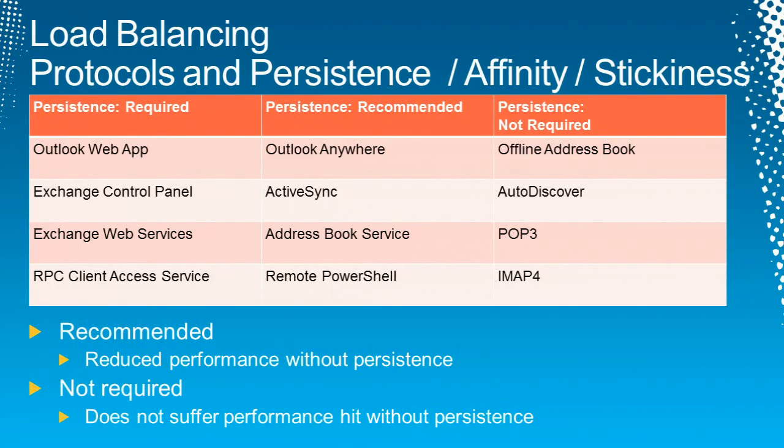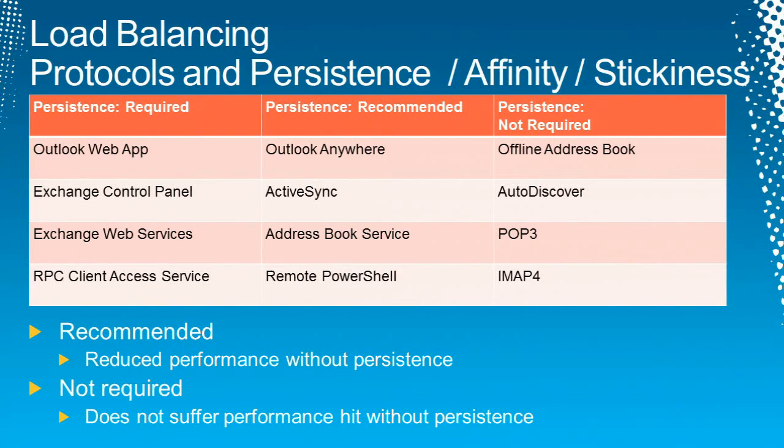So for client types in the middle column, we do not require persistence, but you'll see lower processor utilization if we have persistence turned on. And then finally, for offline address book, AutoDiscover, POP, and IMAP, each request is a single request, and the next request also contains credentials and authentication. So we do not require those requests to go to the same CAS server. They can go to any CAS server in the array at any time.